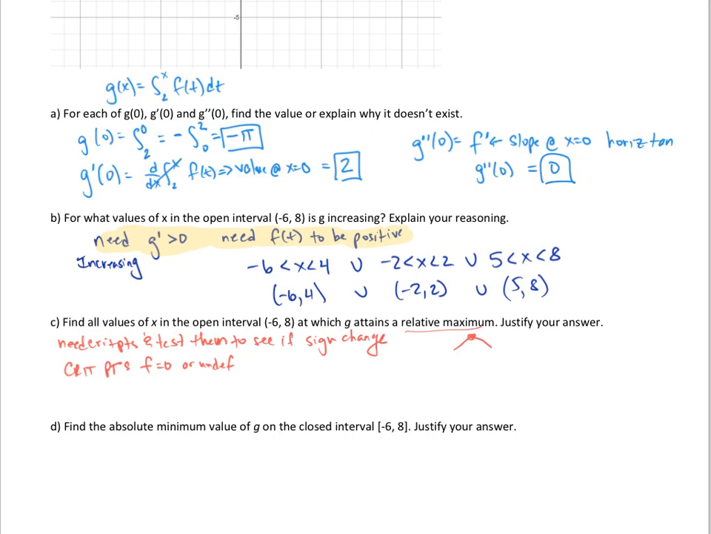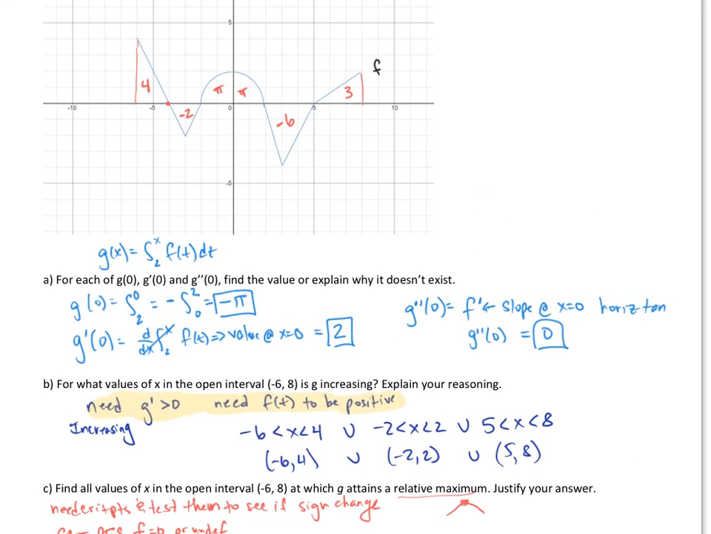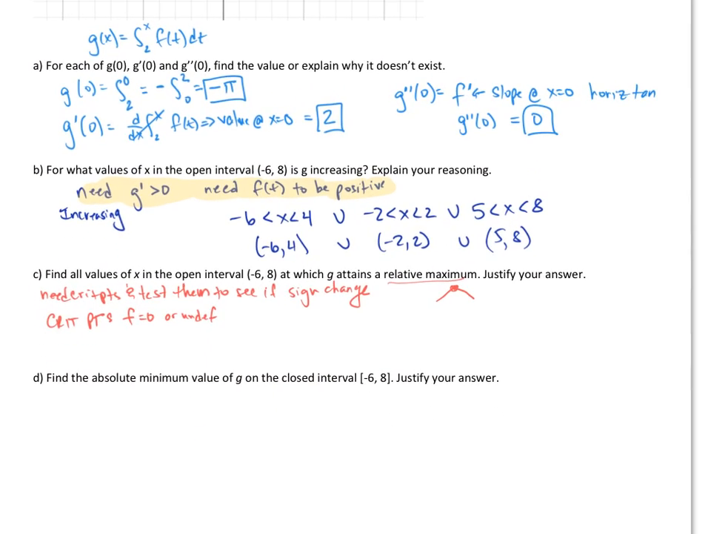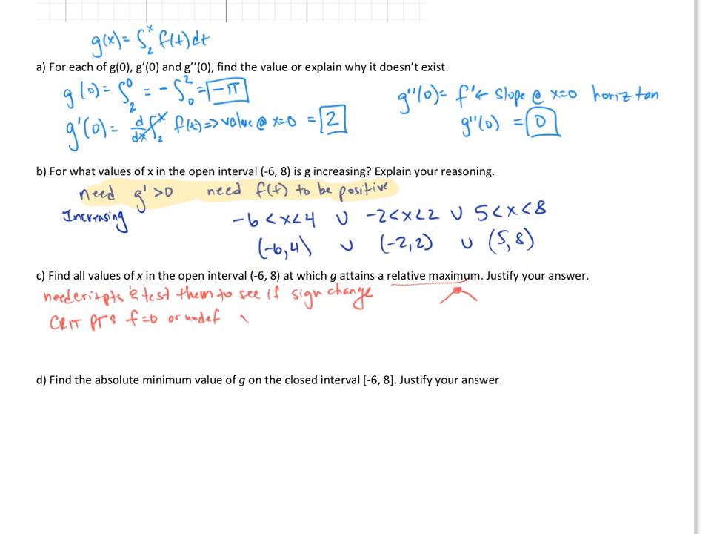So let's take a look at our graph again, and it equals 0 at a few spots here. It equals 0 at -4, it equals 0 at -2, then 2, and then 5. So let's indicate all those points. So the critical points are at x equals -4, -2, 2, and 5. Now I'm going to put these on a number line, and I want to test them. So I'm going to make my number line here. I've got -4, -2, 2, and 5, and I've got these endpoints at -6 and the other one at 8.